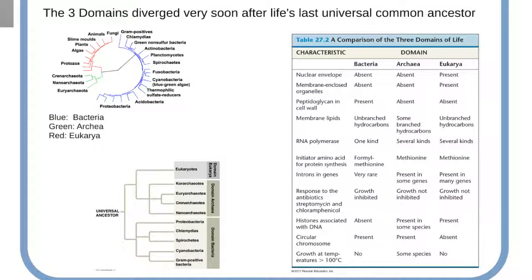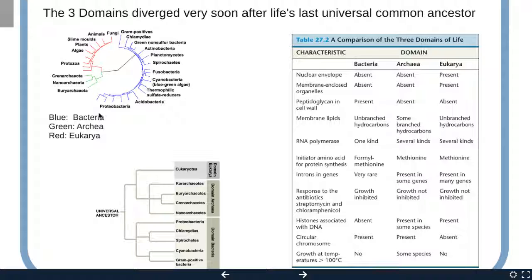The 3 domains diverge very soon after life's last universal common ancestor. What that means is this first common ancestor is where those biomolecules started forming and having a sense of order and were able to function and interact and process matter and process energy, and it's able to pass on information. As soon as that last common ancestor was formed, we had this divergence.